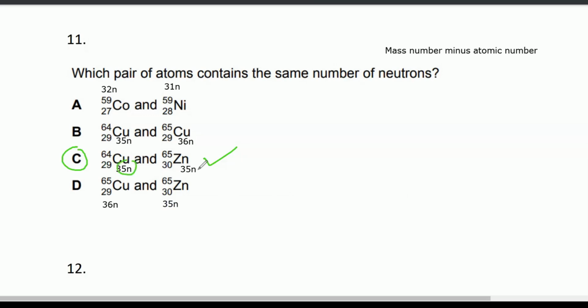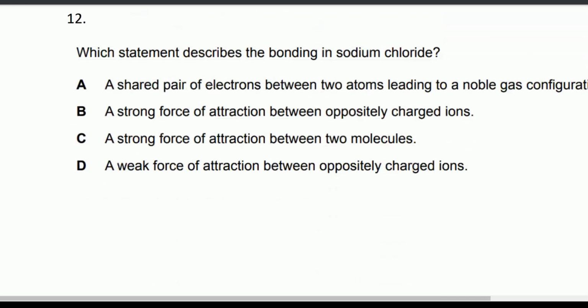We've got 36 on that one and 65 minus 30, 35 on that one. So yeah, the answer is C. Okay, let's move on. Question 12. Remember to pause the video and have a go.